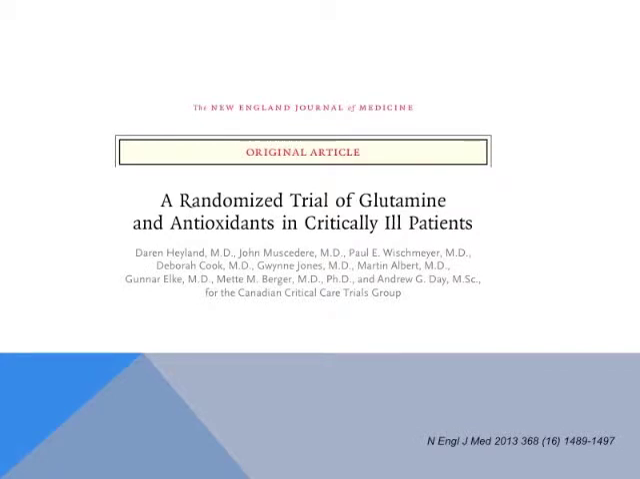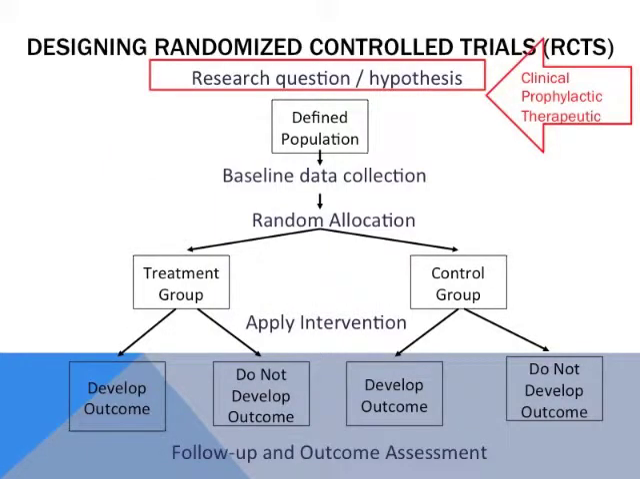We will be focusing on a more recent example of a randomized controlled trial, actually a study that I was involved in, a trial of glutamine and antioxidants in critically ill patients called the REDOX study. As with any study design, the first step is to define a research question or hypothesis. Depending on the focus of the study question, the trial may be clinical, that is, evaluating the efficacy of a new procedure or drug, usually in patients, prophylactic, that is preventative, or therapeutic, which is similar to clinical in that it looks at new treatment methods.